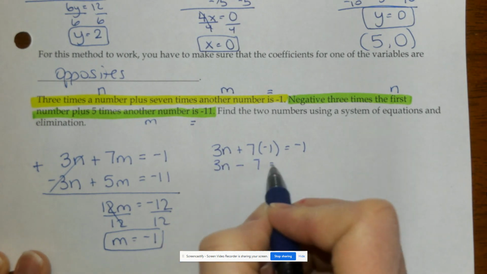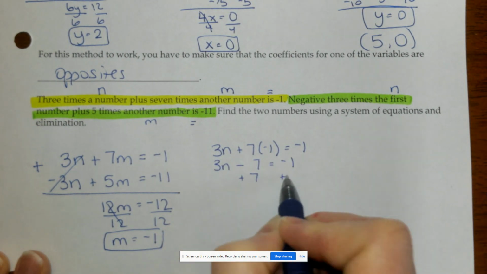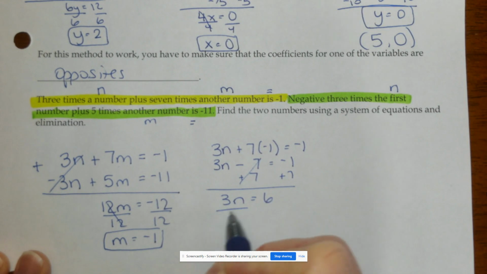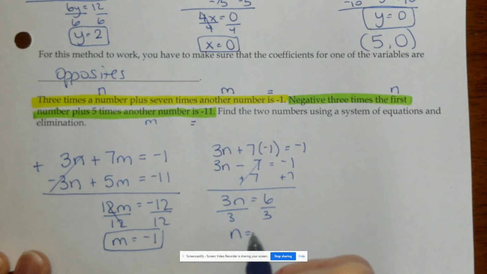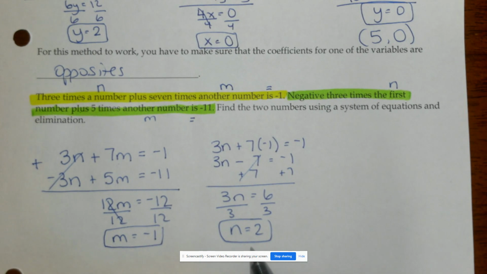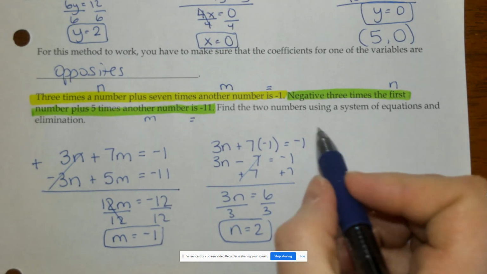3n minus 7 equals -1. Add 7 to both sides. 3n equals 6, and divide both sides by 3, I get n equals 2. Now this was a word problem. So when you get here, you are almost done. The last thing you need to do is just answer the question.